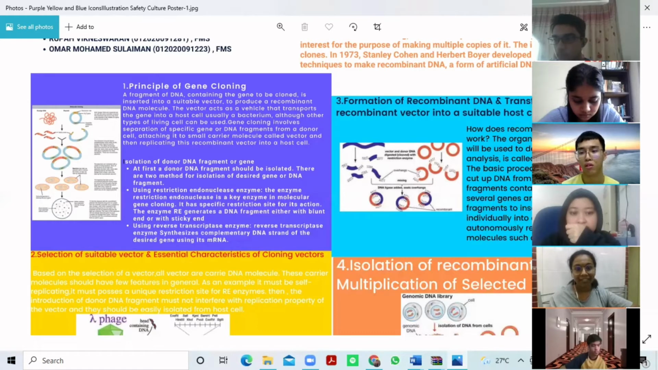The vector is inserted into a host cell in a process called transformation. One example of a possible host cell is E. coli. The host cells must be specially prepared to take up the foreign DNA. Selectable markers can be for antibiotic resistance, color changes, or any other characteristics which can distinguish transformed host from untransformed host. The second one would be non-bacterial transformation.